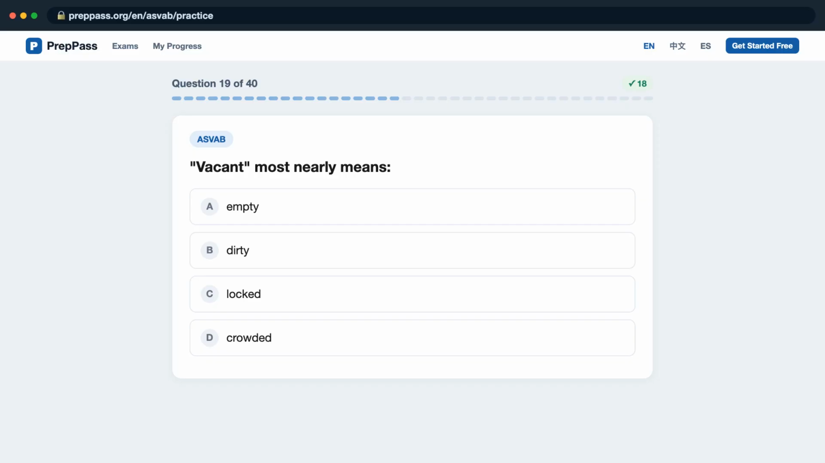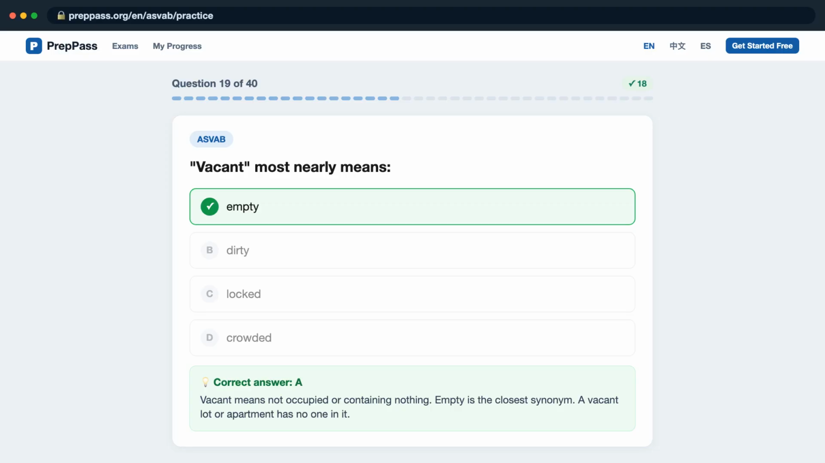Question 19. Vacant most nearly means, is it A, empty? B, dirty? C, locked? D, crowded? The correct answer is A. Vacant means not occupied or containing nothing. Empty is the closest synonym. A vacant lot or apartment has no one in it.